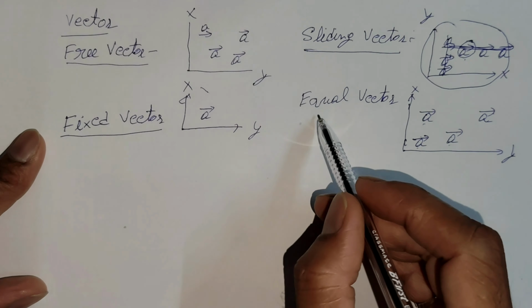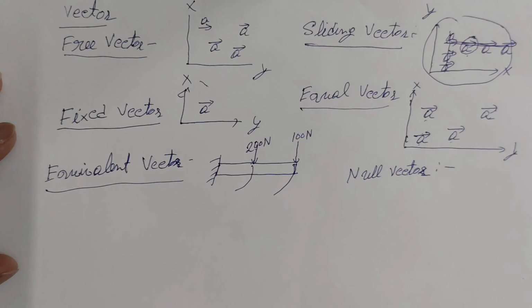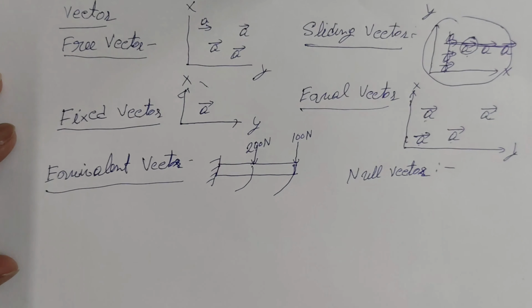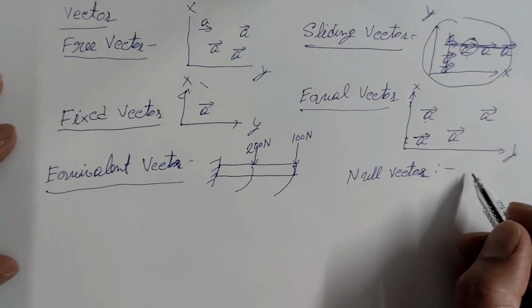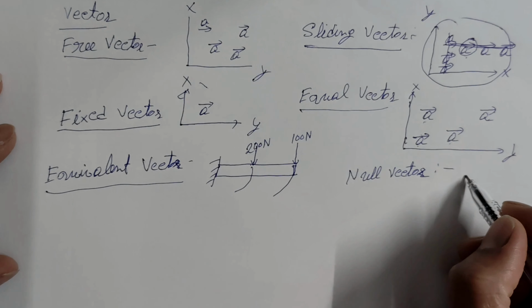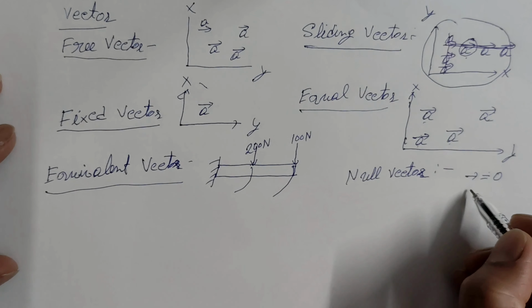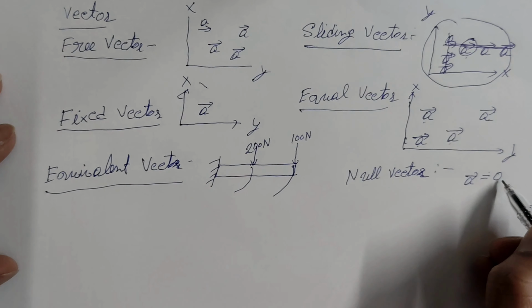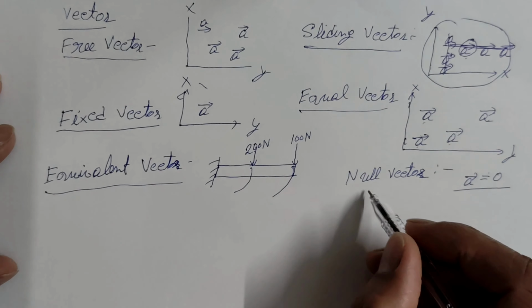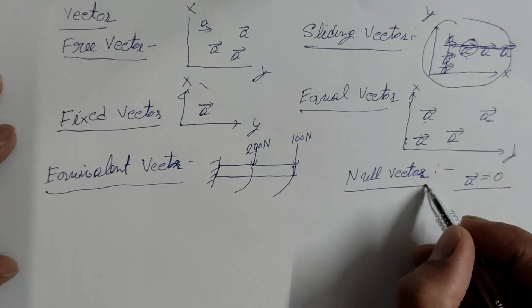Next is the null vector. What is a null vector? If the vector's magnitude is 0, then it is called a null vector. That means if this vector's magnitude is 0, suppose this is a vector with magnitude 0, that time it is called a null vector.